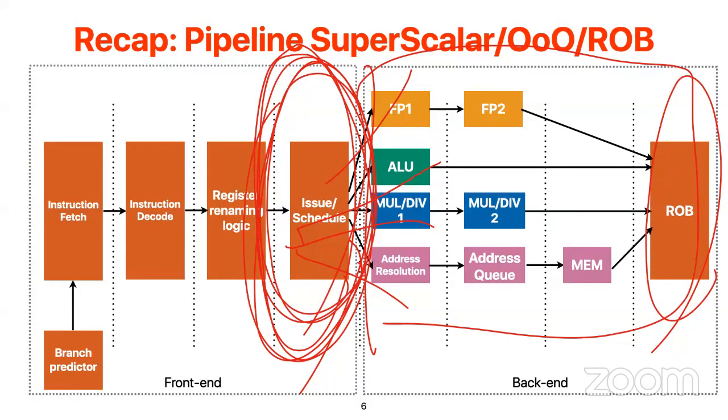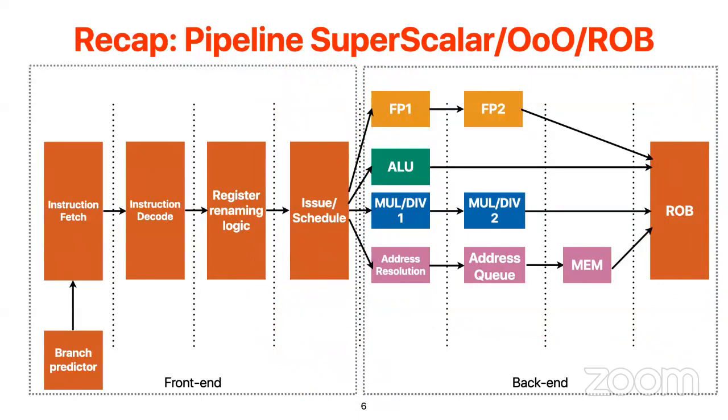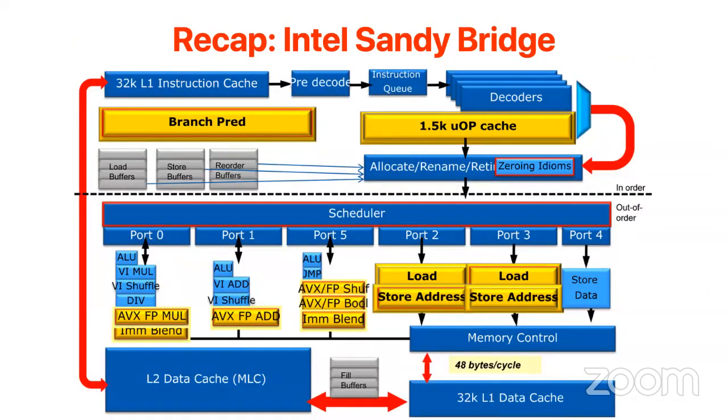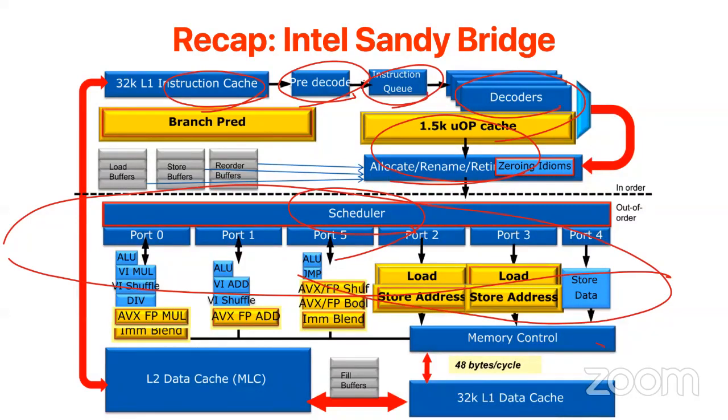So for now, how far away are we from the modern processor pipeline? The answer is not too far away. If you look at the Intel processor: instruction cache, the instruction queue, decode, rename, register renaming, scheduling, multiple pipelines, memory stage, and reorder buffer. Like load buffers, store buffers. Everything here we have been talking about. So you can completely understand what the processor is doing now with the knowledge you learned.